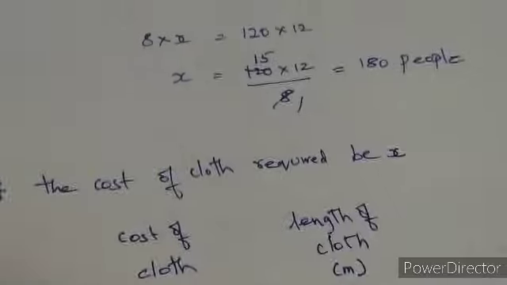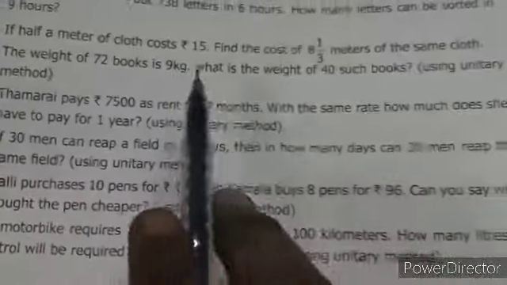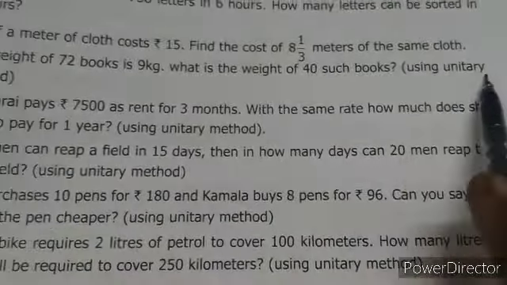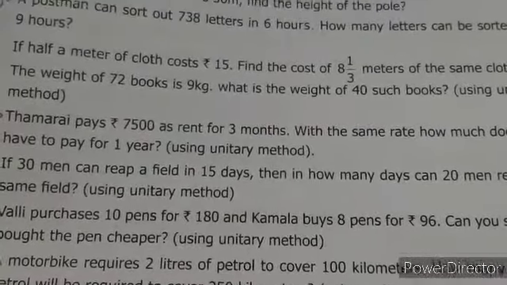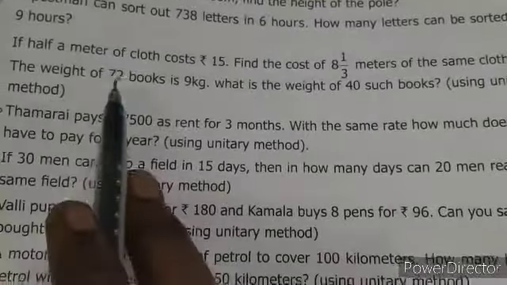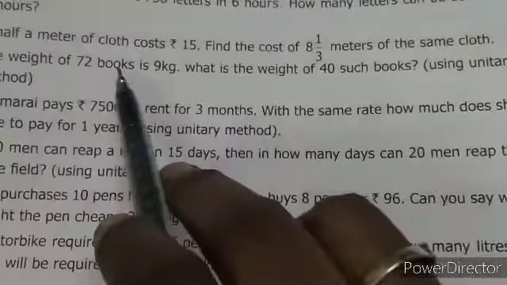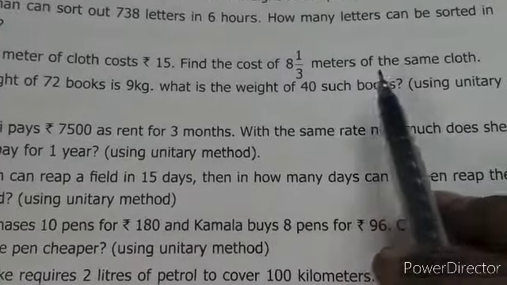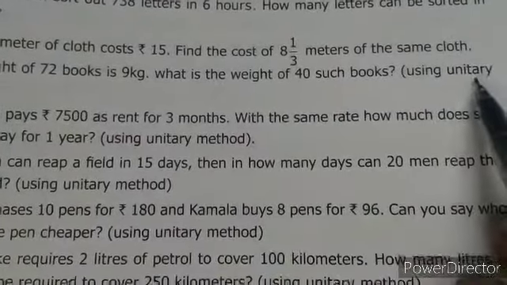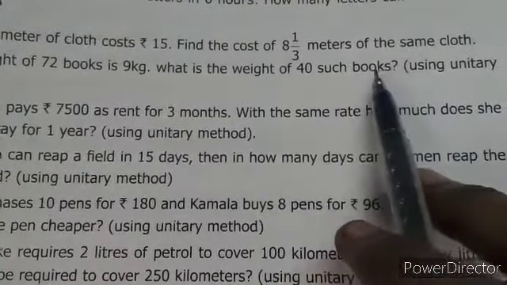Is it clear, students? Let's move to the next question. Question number 9. Here in the question they are given as a unitary method. What is a unitary method? To find the value of 1. Here they have given the weight of 72 books as 9 kg. What is the weight of 40 such books? For that, in the unitary method, we have to find the weight of one book so that we can find the value of 40 books.